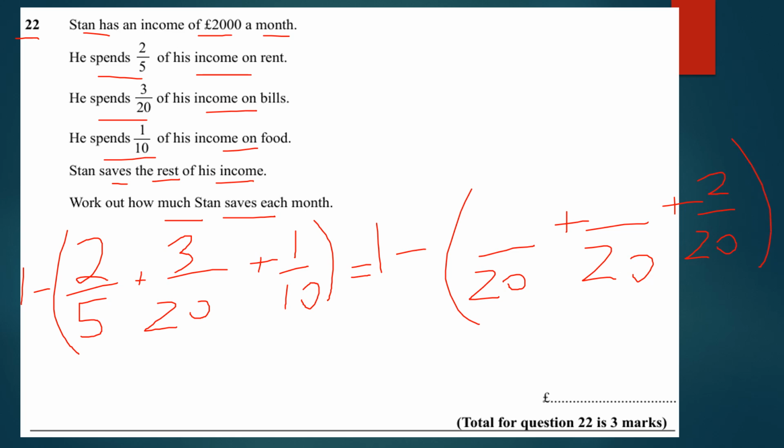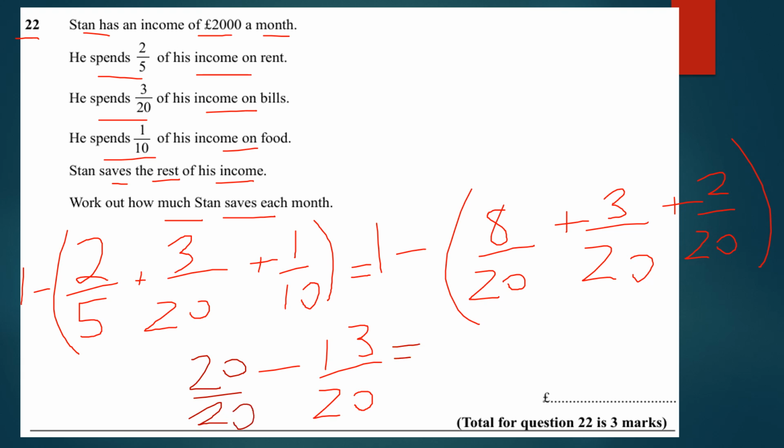2/5 is equal to 8/20, times top and bottom by 4. And we've got 3/20 there. 8 plus 2 is 10, plus 3 makes 13. So we're going to have 1 minus 13/20. 1 is equal to 20/20. So we've got 20/20 subtract 13/20, which is equal to 7/20. So Stan saves 7/20 of his income monthly.